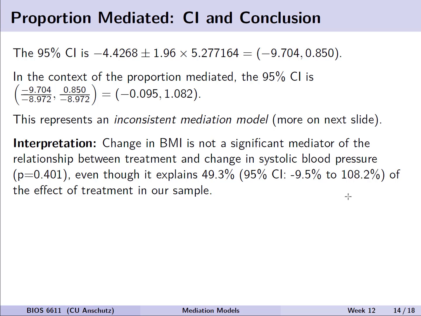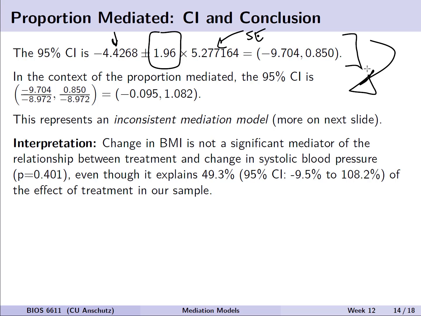However, we can also calculate the confidence interval and introduce some other considerations here. Calculating the confidence interval for the indirect effect at the top, we plug in the estimate for our indirect effect, our critical value based on the normal distribution, and then the standard error we calculated on the previous page. We see here that we have a pretty wide interval that goes from negative 9.7 up to positive 0.85. However, we also many times are interested in translating this to the proportion or percent mediated scale. And so here in this context, we would have a proportion mediated between negative 0.095 up to 1.082.